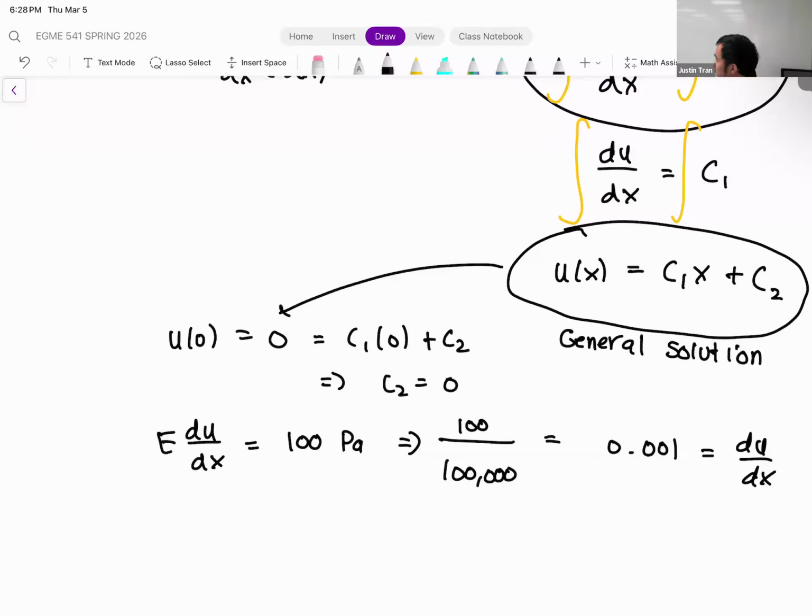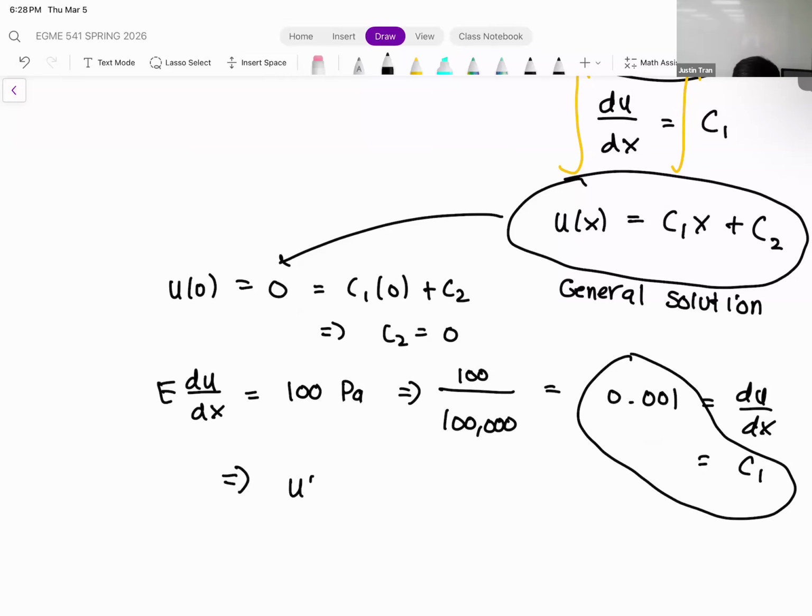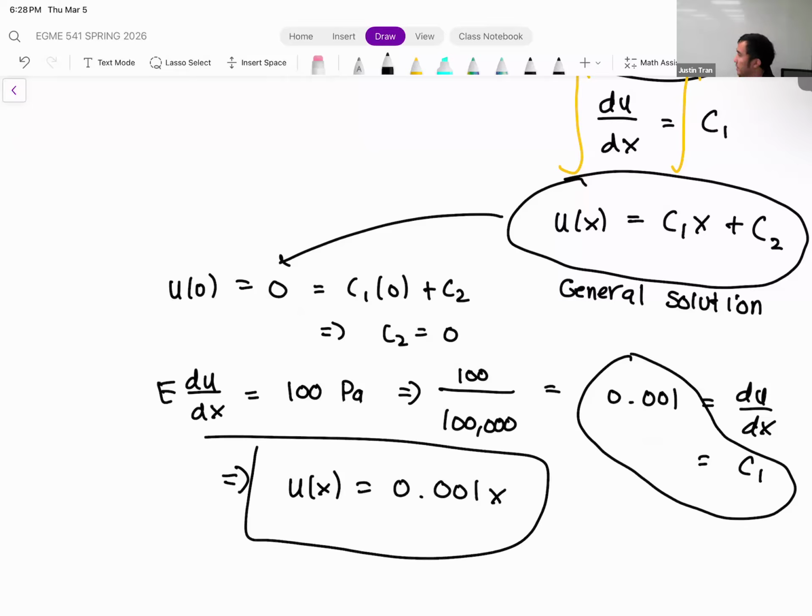Right. So du dx we can obtain from our general solution. So we simply just take the derivative with respect to x. And so du dx is equal to c1. Okay. So that tells us that c1 is equal to 0.001. So that means our solution here, u of x, is simply equal to 0.001 multiplied by x.